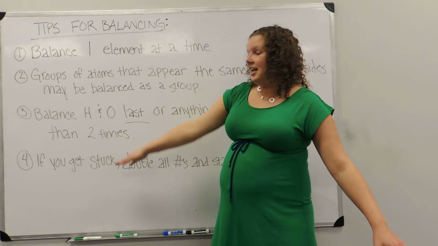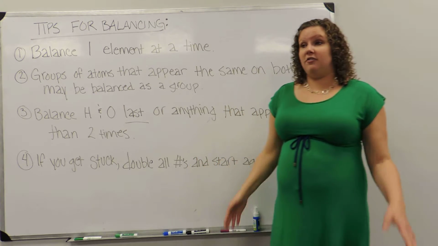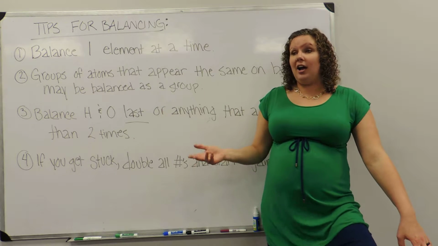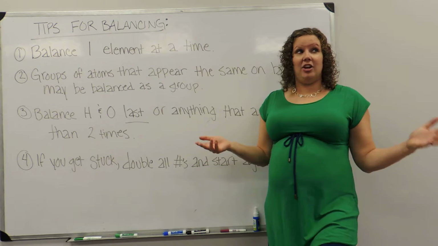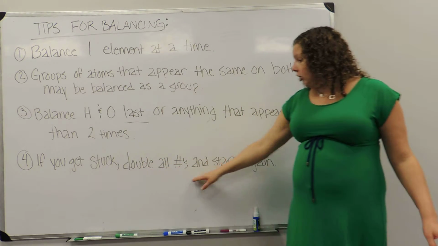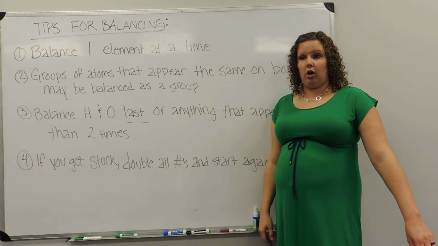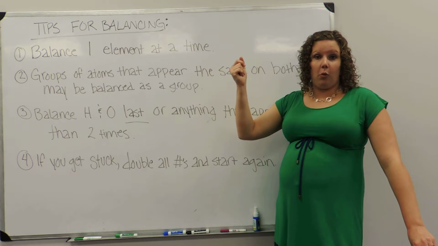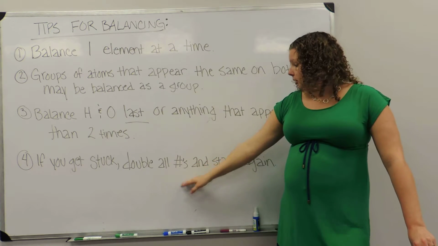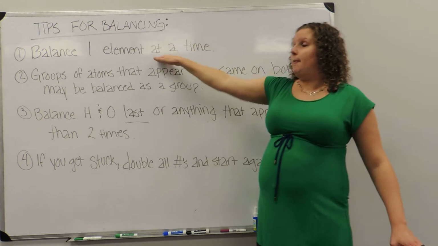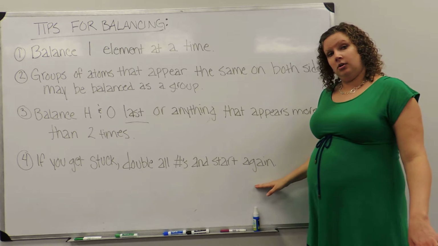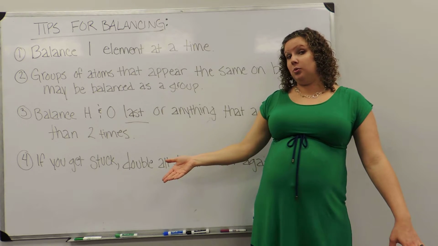And the final thing is, if you get stuck, all right, if you're sitting there and you can't get it to work, or if you need an even number but you have an odd one and there's no way to turn it even, here's what you do. You need to double all the numbers that you have written down in your equation so far. So if you had 2 carbons, you're going to just make it 4. If you had 6 hydrogens, you're going to make it 12. Whatever it is, you're going to double all your numbers, and then you're going to start again back at the first one with balancing one at a time. Many times, if you double them, it will take care of whatever problem you were dealing with.